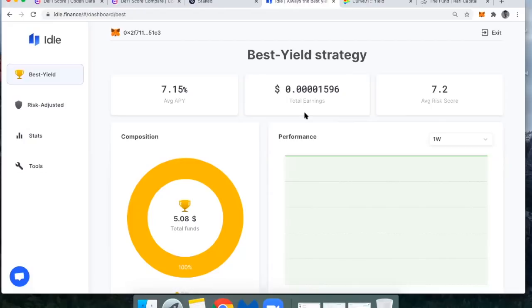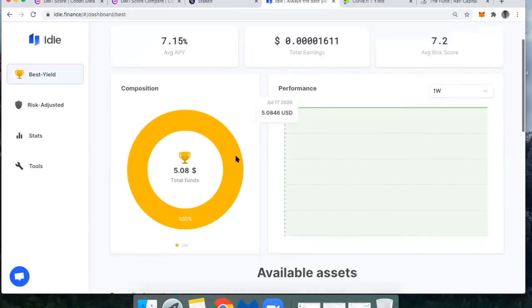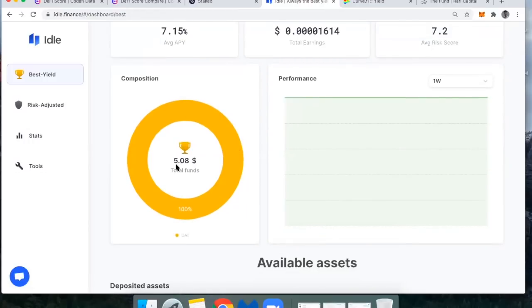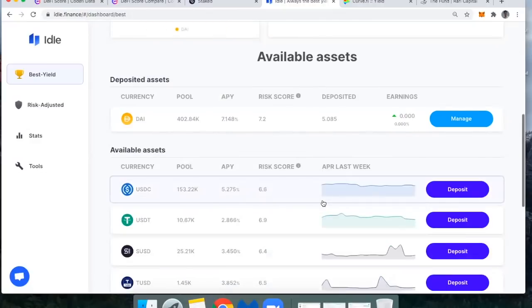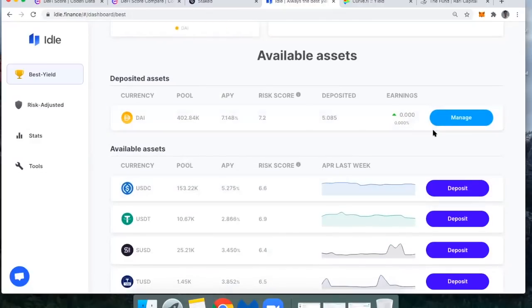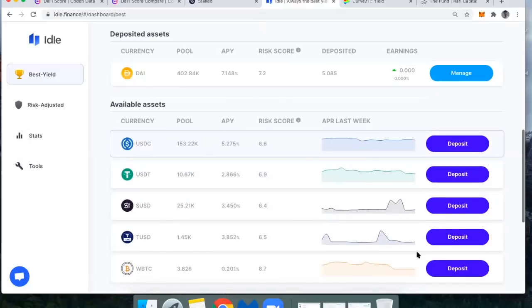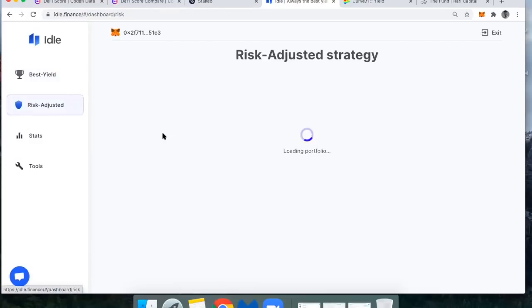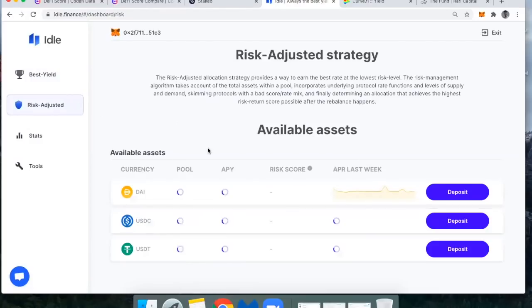So I had more earnings here before, but you can see it's ticking upwards. So it's a nice little counter just to let you know exactly how much you've earned since depositing into this strategy. And then in this case, I've only got $5.08 or 5.08 DAI. And then if we scroll further here, you can see that I could continue to add more DAI, or I could deposit other assets here. And then just the other option there was the risk adjusted strategy, which is basically going to be the same interface.